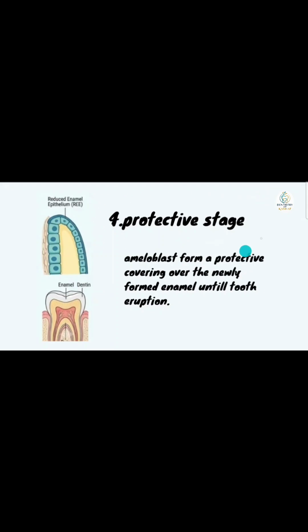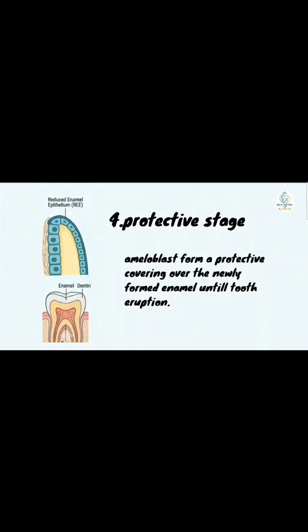The fourth stage is the protective stage. Here the ameloblasts form a protective covering over the enamel. You can appreciate this protective covering, and it keeps forming until the tooth is erupted. There is also an alternative stage between the secretory and maturation phases, the transition phase, in which cellular changes occur and no change in morphology occurs.